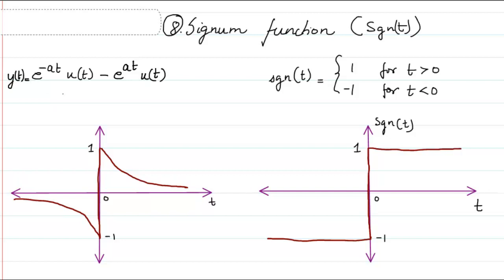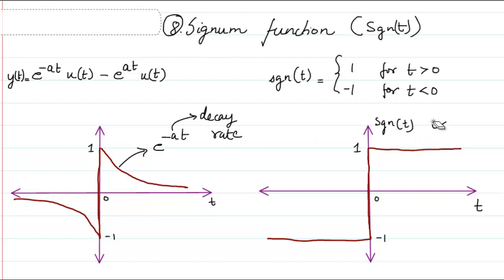And this function I can make into a Signum function by reducing the decay. See here, the decay is given by e raised to power minus at, correct? So here a decides the decay rate. If a is equal to 0, then the decay rate is 0. That means it won't decay, and then it will represent the Signum function.